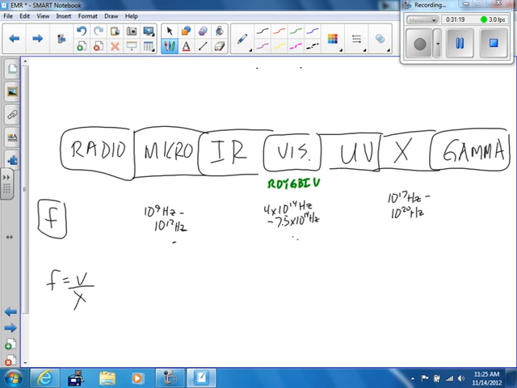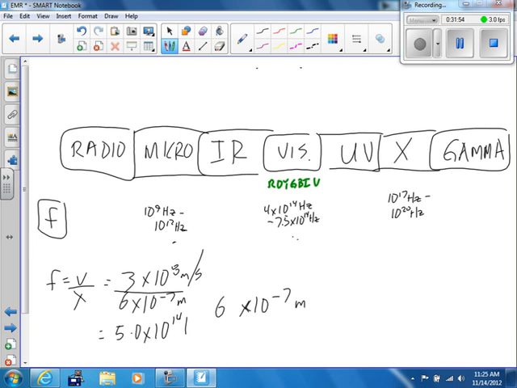So for instance, you're given a wavelength of 6.5 times 10 to the minus 7 meters. What is it? Well, let's use this equation, v over lambda. What's the speed, by the way, of all of these types of EMR? 3 times 10 to the 8 meters per second. So let's make this 6 times 10 to the negative 7 just to make the math easier. Okay, 3 times 10 to the 8 meters per second, divided by the wavelength, 6 times 10 to the minus 7 meters. We do the math there, and it works out to be 5.0 times 10 to the 14 hertz.